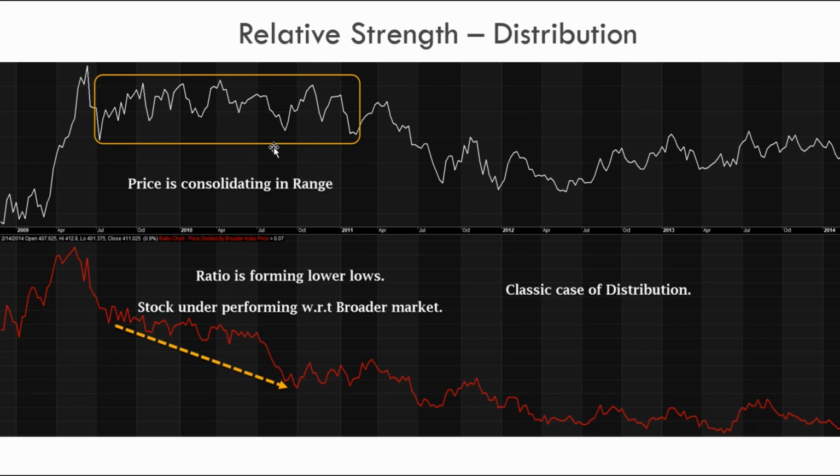But the confirmation of distribution always happens through price. So when this price has broken down this range here, that is when you get the confirmation of distribution. So this becomes a classic case of distribution, wherein you're seeing that price is just in a broader range, whereas RS line starts to move down. This actually means that this stock is underperforming the broader market. It's kind of distributing, and then you see the price breakdown happening, and then price again starts to move lower, right?